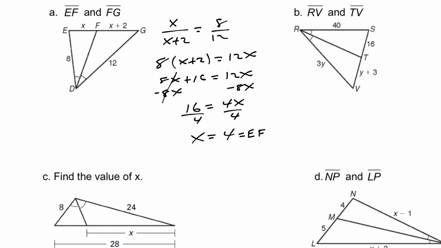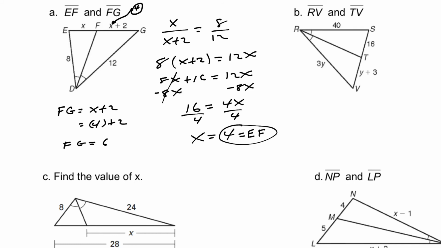So we could just write this is equal to EF. So we have that part done. But then we need to take our x equals 4, and we need to plug it into that x right there in order to get the length of segment FG. So the length of segment FG is equal to x plus 2, which is going to be 4 plus 2. So FG is going to equal 6. And there's the other part of our solution. Let's go on to part B.